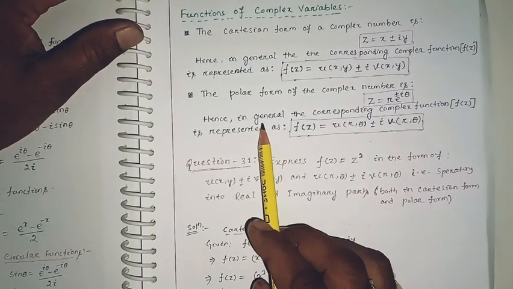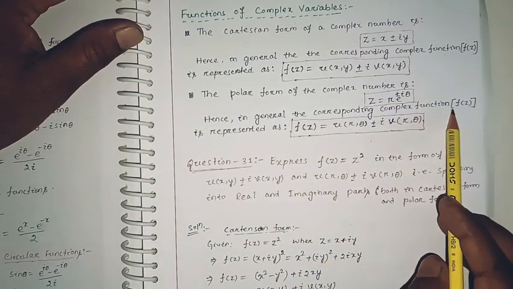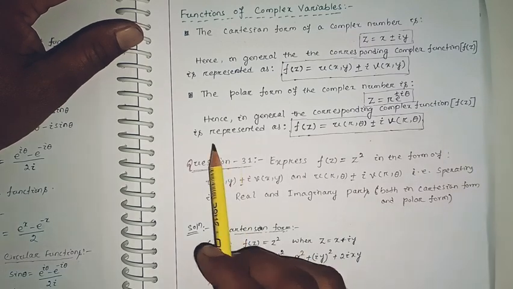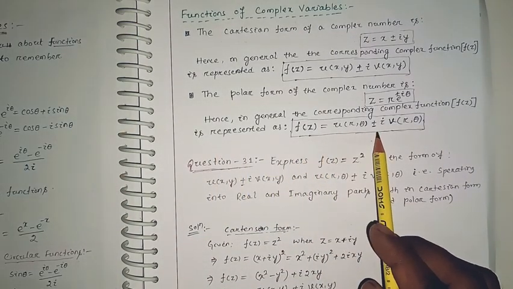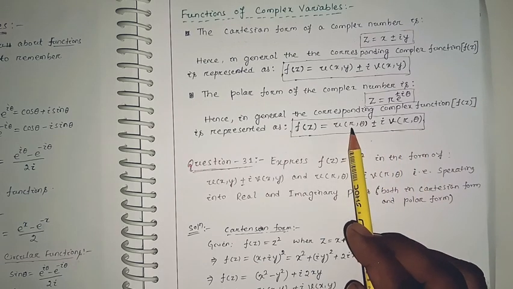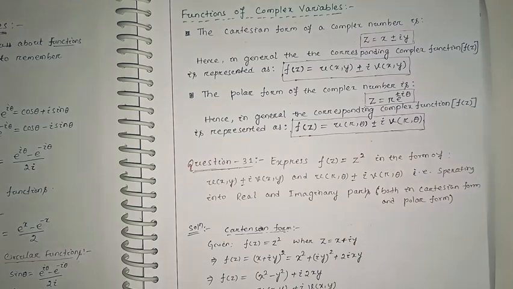Hence in general the corresponding complex function f(z) is represented as u(r,theta) plus or minus i v(r,theta). Here u(r,theta) means u is a function of r and theta, and v is also a function of r and theta.